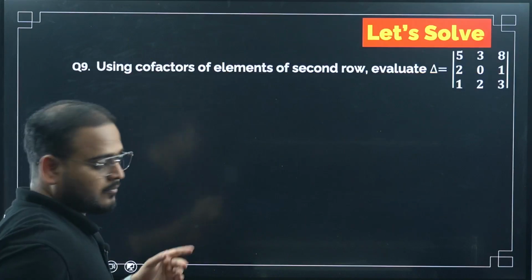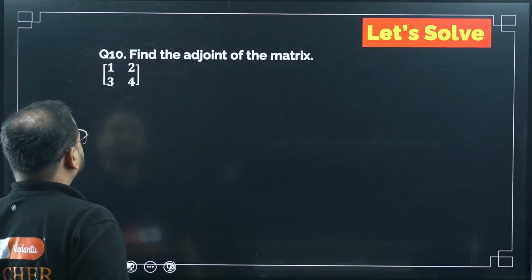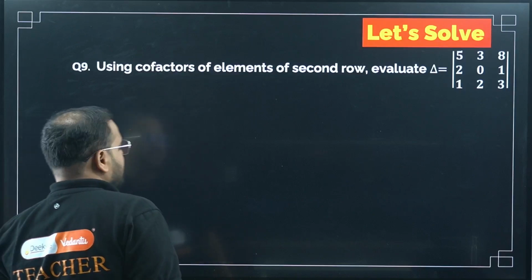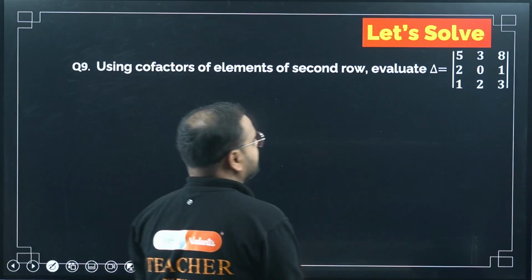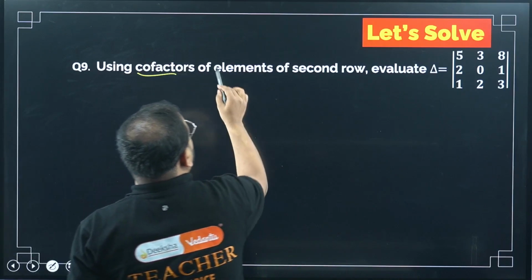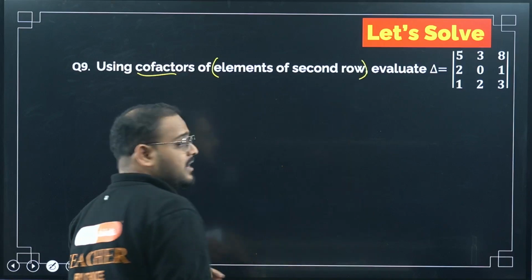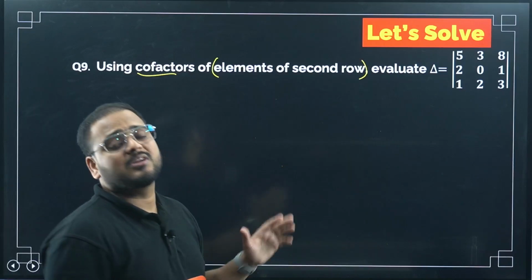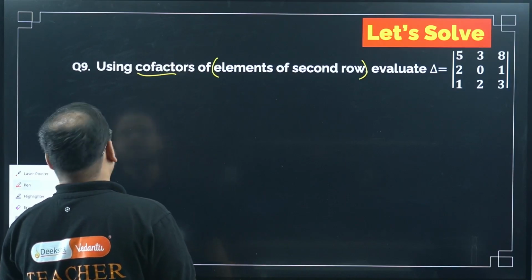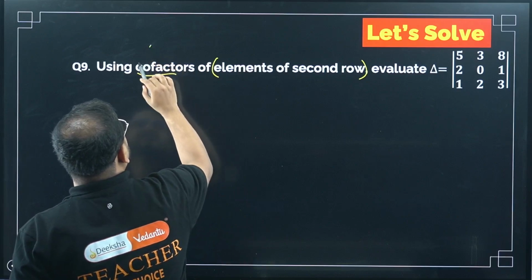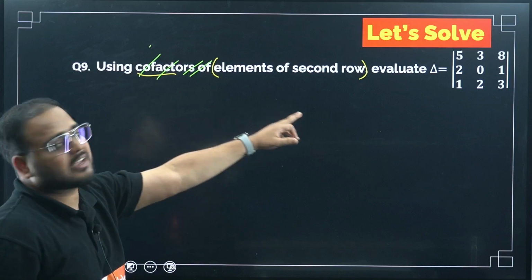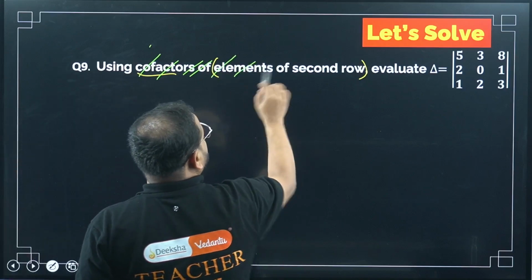Now think about it. One important concept. That's what we were doing actually in all the cases. They are saying what? Using cofactors of elements of second row. It might look surprising to you, but that's what we were doing. If I want, I can replace this statement in this question, I can cancel this and this, I can cancel this cofactor and all.